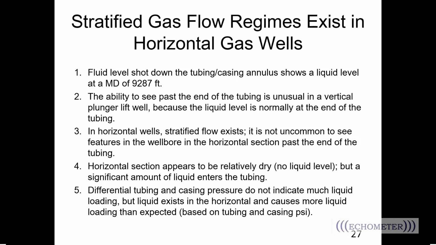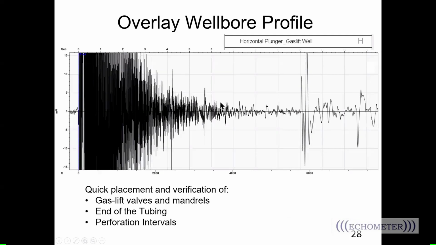Differential tubing and casing pressure don't indicate much liquid loading, but liquid exists in the horizontal and causes more liquid loading than expected. We received a call about this well. This gentleman said, "I know I have a fluid level. I know I'm getting fluid where I'm getting production to surface, but when I shoot the fluid level, I'm seeing all the way down." Lynn and Ken, I believe, traveled up to shoot some additional fluid levels on this well.